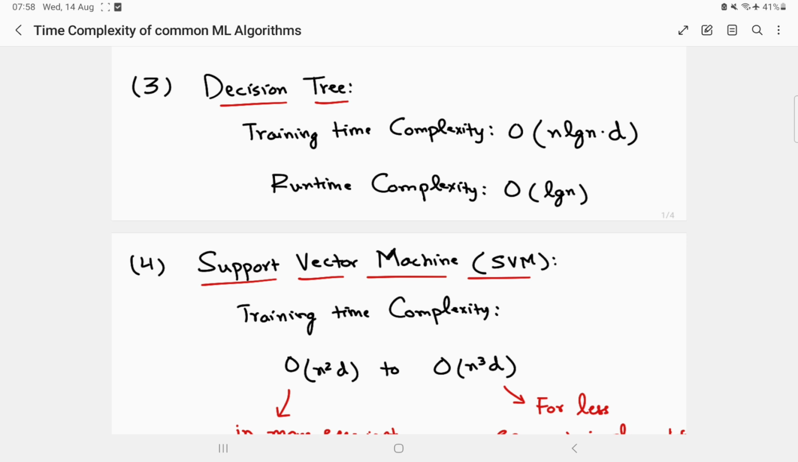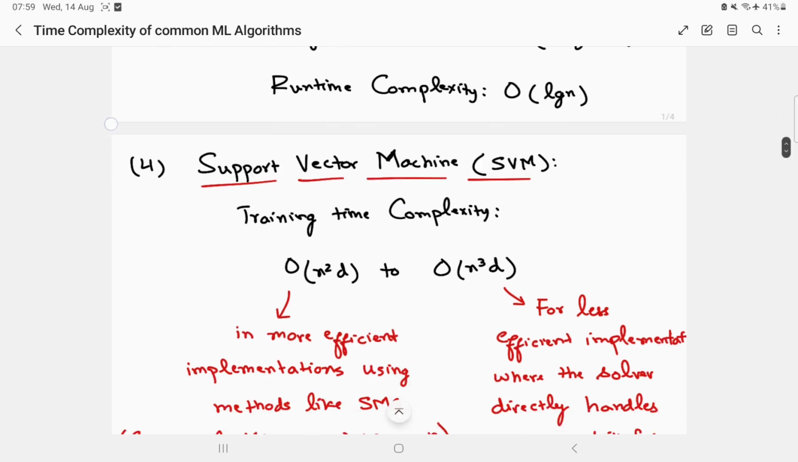The runtime complexity is just O of log n, because the prediction involves traversing the tree from root to leaf, and in a generic scenario that is usually the height of the tree. Again, in a generic scenario the height is given by log n, although it can extend to O of n if you have a skewed tree, but let's not go there. In a generic case you can say the runtime complexity is O of log n, because in a decision tree you don't usually end up with skewed trees.